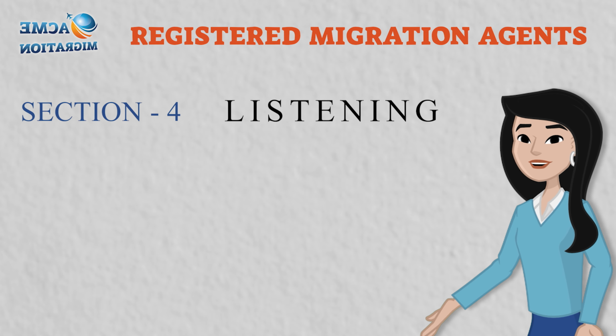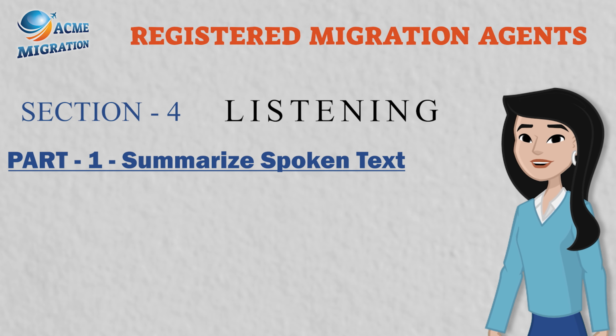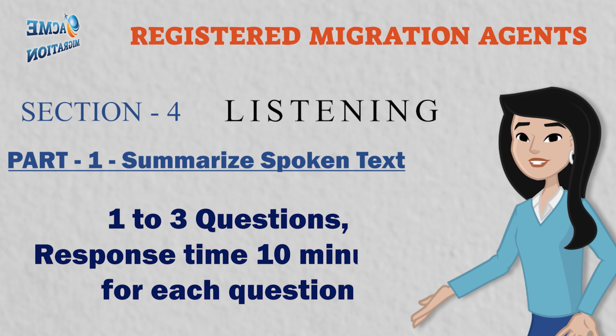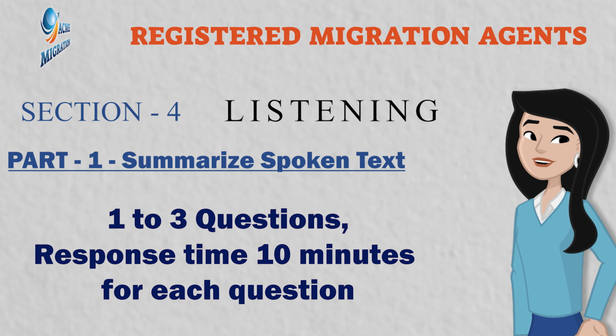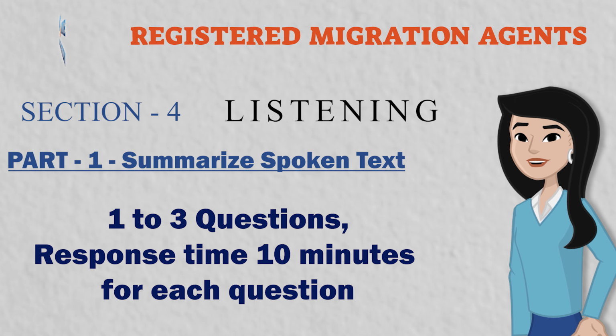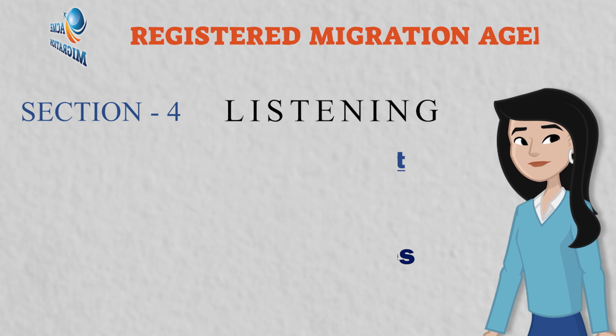Now let's talk about the fourth and last section of the PTE test format, which is listening. This section has 8 parts. Part 1, summarize spoken text. You'll get 1 to 3 questions where you need to listen to an audio clip and then summarize it in 55 to 70 words within 10 minutes.